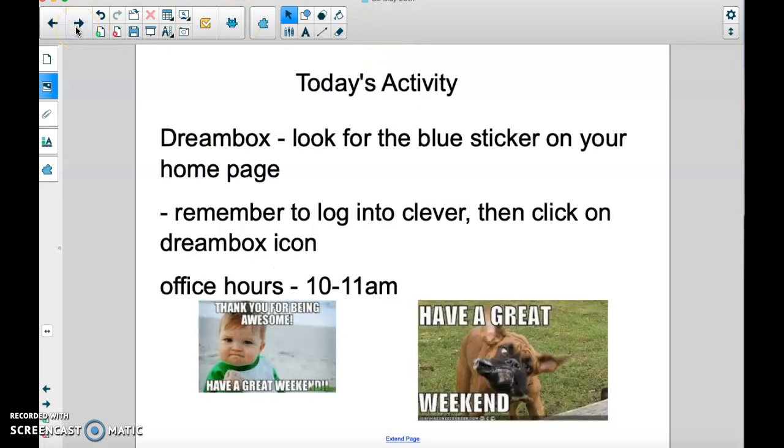So today is Dreambox, okay? When you go onto Dreambox, make sure you look for the blue sticker on your homepage. Normally you'll see it. Complete that activity. Remember, you need to go through the whole thing so you get two green check marks. That means you've completed it. When you go in, make sure you're logging into Clever first. Remember, username and password are your lunch number. Once you're in Clever, click on the Dreambox icon.